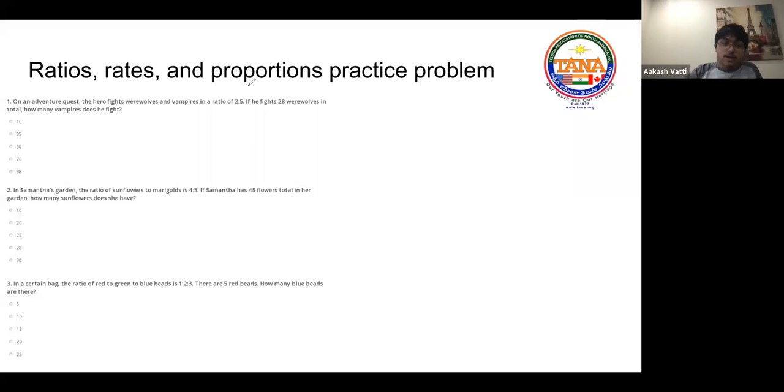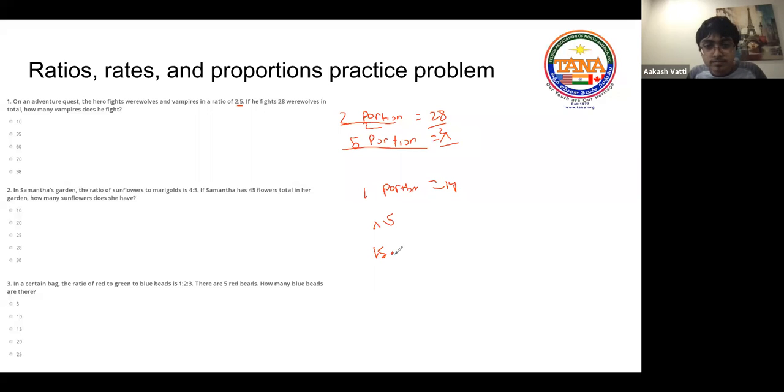All right, so the simplest way to solve this is to think of each of these ratios as a portion. So you have two portions equals 28, and you have 5 portions equals x. Since you know that 2 portions are equal to 28, you could say that 1 portion is equal to 14 because you could just divide both of these by 2. And then you multiply that 1 portion by 5 to get the 5 portions right here. And that's how you get x. So you do 14 times 5, and you should get 70 as your answer.